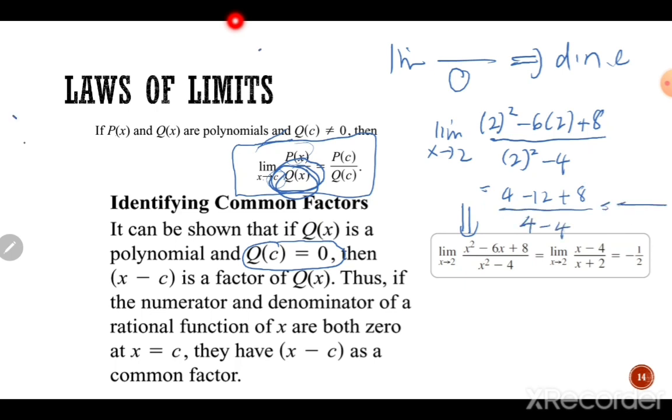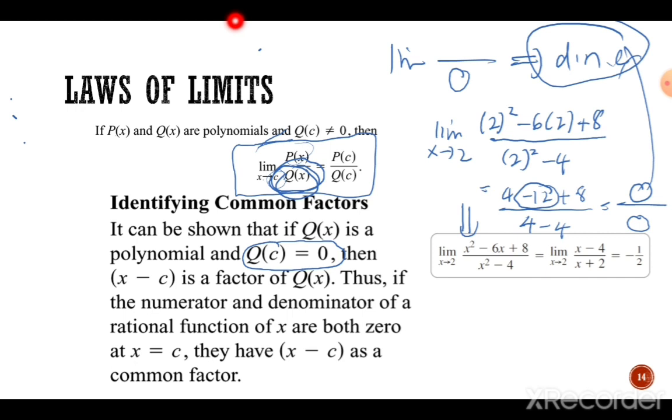Yang bawah ni memang nampak jelas. 4 tolak 4 ni kosong. And again here, 4 tambah 8 is 12. Tolak dengan 12 ni also kosong. Ingat tak saya bagi tahu? Bahagi dengan tak ada apa-apa, memang tak ada apa-apa, where the answer will be does not exist. Does this mean our limit does not exist?